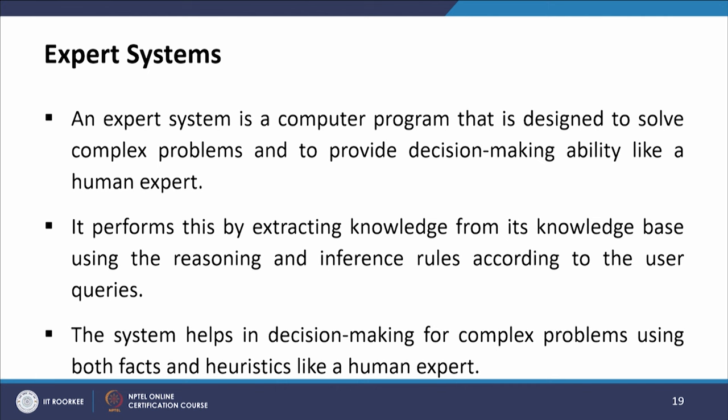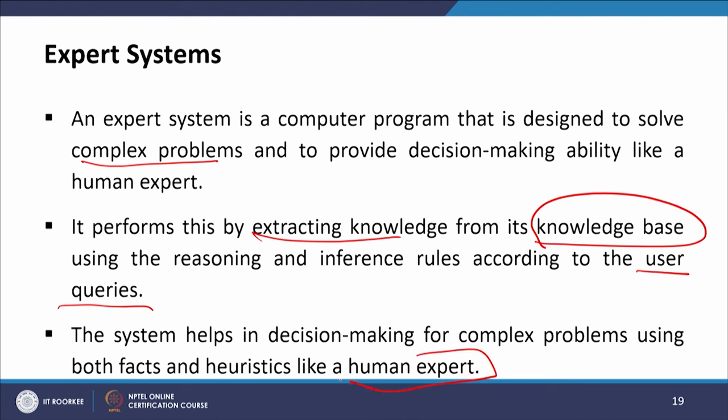The next type is the expert system. An expert system is a computer program that is designed to solve complex problems and to provide decision making ability like a human expert. It performs this by extracting knowledge from its knowledge base. So, it has a knowledge base using the reasoning and inference rules according to the user queries. So, user has certain queries and then it extracts knowledge based on these rules. The system helps in decision making for complex problems using both facts and heuristics like a human expert. So, a human expert also uses facts and heuristics. Similarly, expert systems also use facts and heuristics to solve the complex problems.